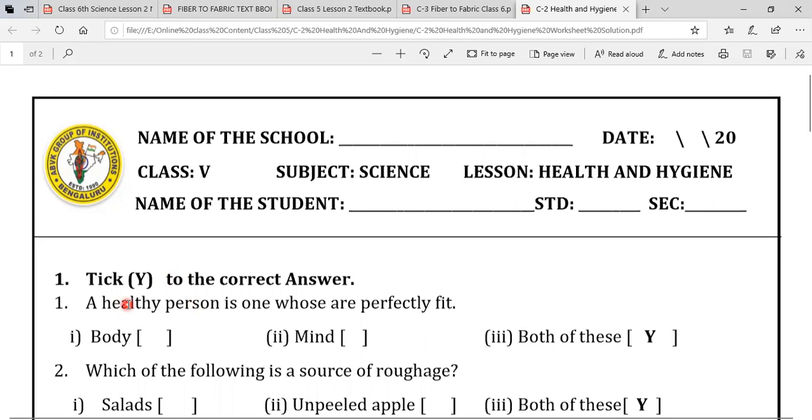In today's class, we are going to know the solutions of the worksheet 2.